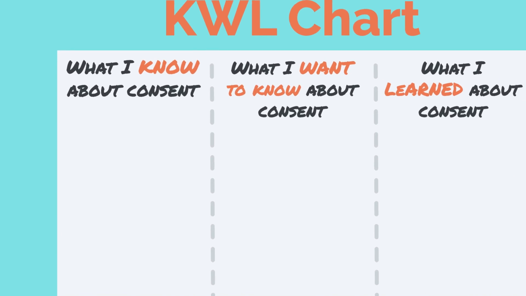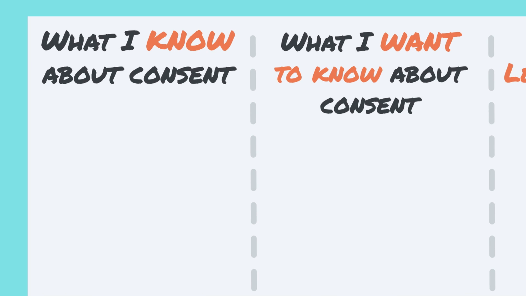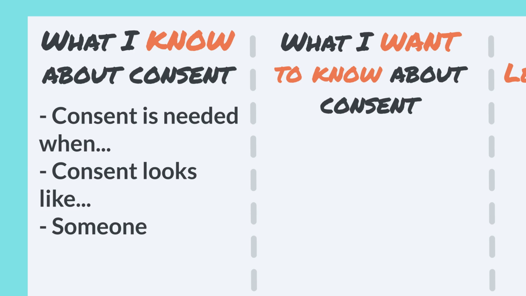Now you're going to take a few minutes and fill out the first 2 sections. While you're filling out the first section, what you already know, you might put things like when people have to consent, what consent looks like, or if there are times when someone can't consent. As you write down what you know, make a note of any pieces of information that are connected or that could be grouped together. Remember, you don't need to guess in this section. It's all about what you already know. And if you don't have much to write here, that's okay. That's what the next section is for.